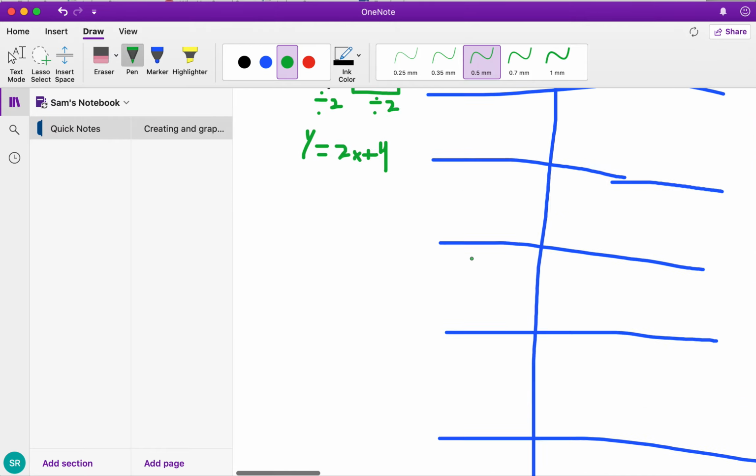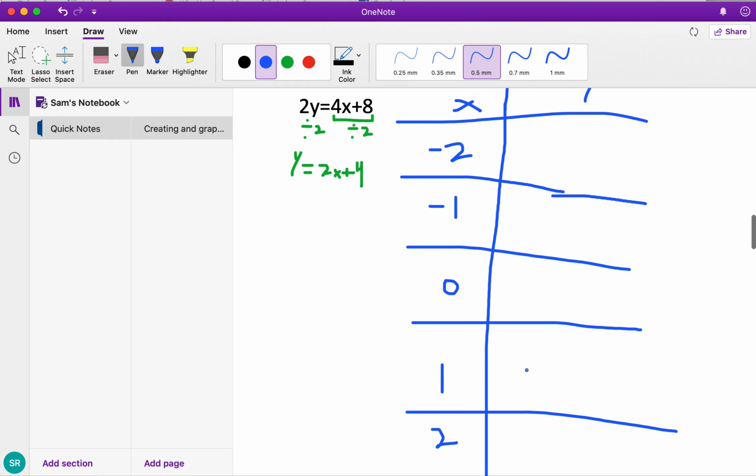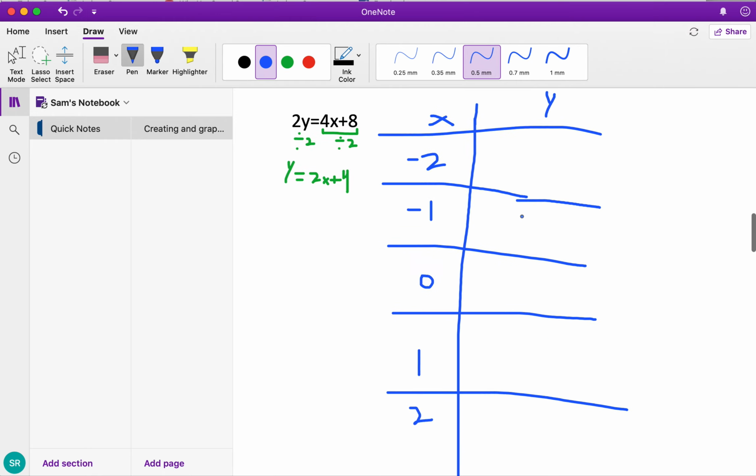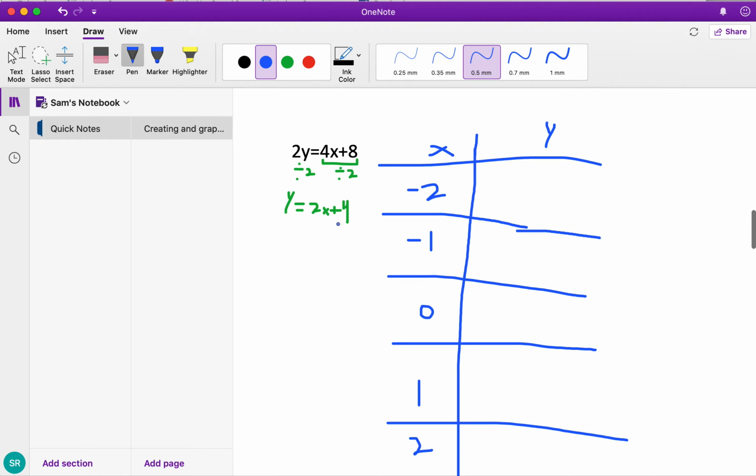So now let's do the same thing we did in our table, which is fill in our table with x values and their corresponding y values. So our first one, we can choose negative 2 again. That's usually a good one. Negative 1, 0, 1, and 2 for our x values. And then for our y values, it's based on our equation, right? So y equals 2x plus 4.